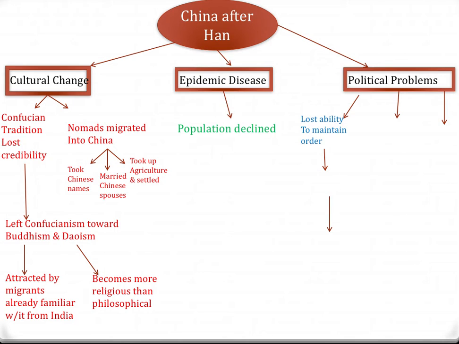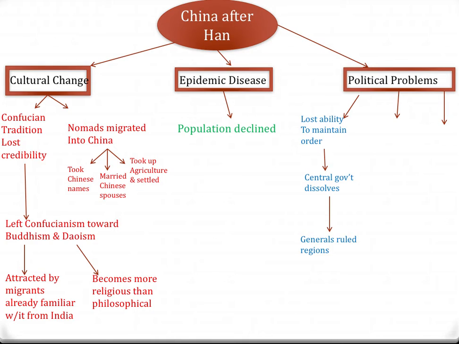So nobody can get control of a dynasty because the central government will dissolve. And you'll see generals will come in and kind of rule the area. And they do that because they have the armies, they have the manpower to impose their rule.